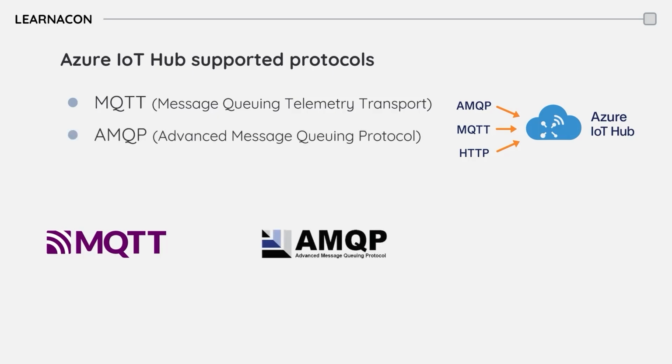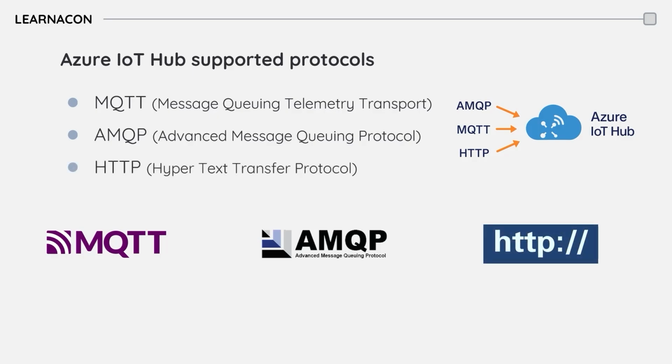AMQP is more robust and feature-rich than MQTT. It is suitable for enterprise-grade devices and applications. AMQP supports bidirectional communication and message queuing and is often used in gateways or backend services. HTTP is a simple and widely supported protocol and is best for infrequent or one-way communication. HTTP is less efficient for real-time or continuous data exchange and is useful for devices that cannot support MQTT or AMQP.